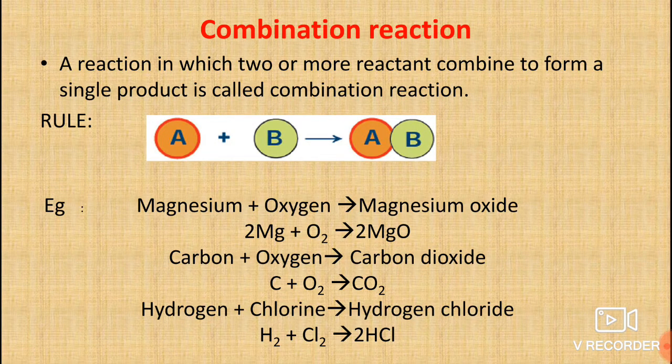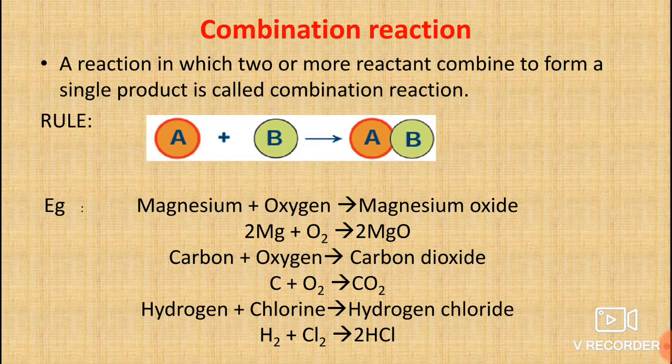Today I am going to discuss the topic: types of chemical reactions. Totally four types are there. Today I am going to explain the first type, that is combination reaction. Combination, the word itself is telling combining. Two or more reactants combine to form a single product, one product, that is called a combination reaction.